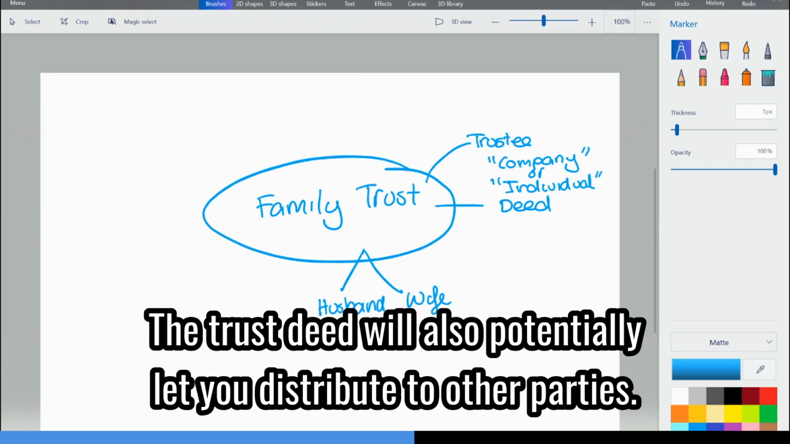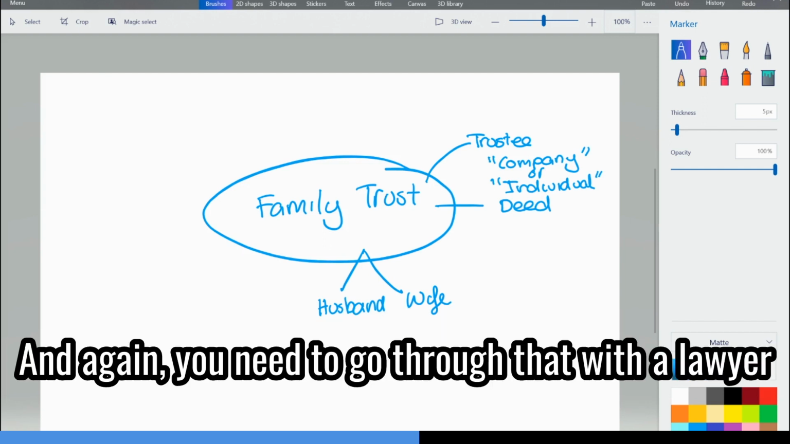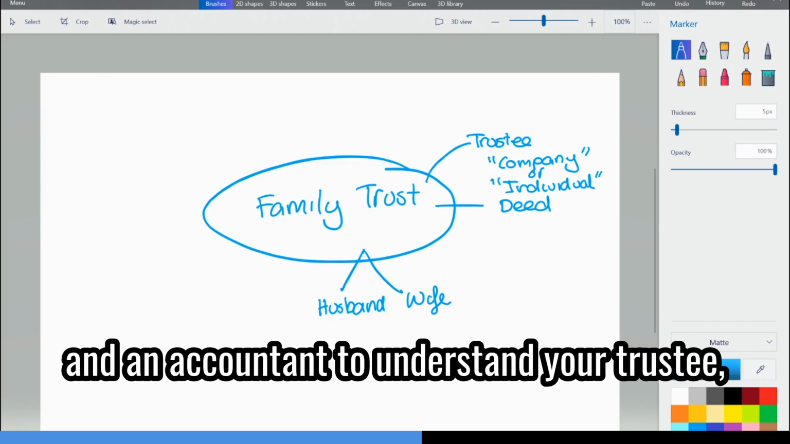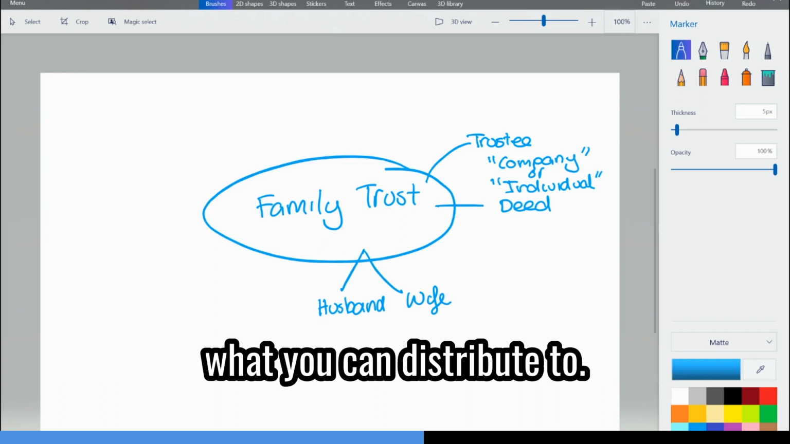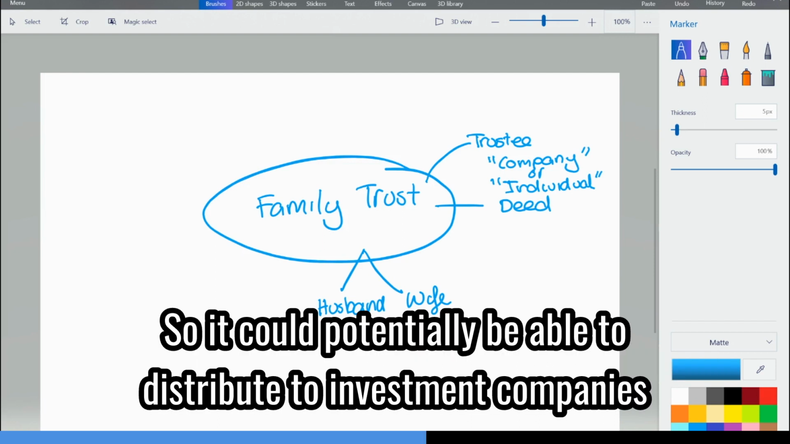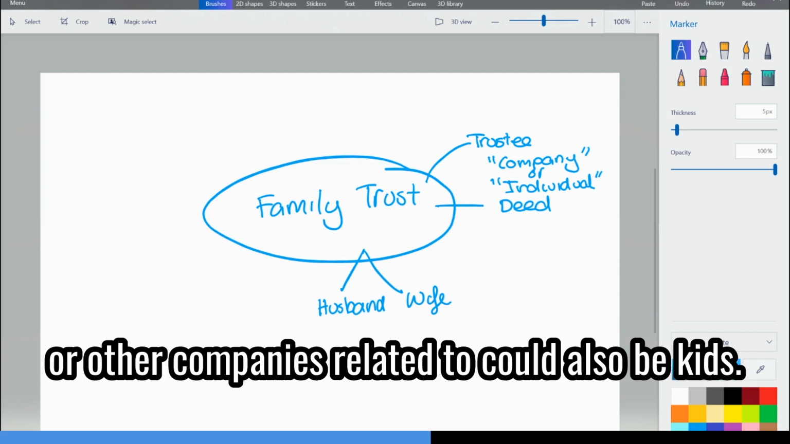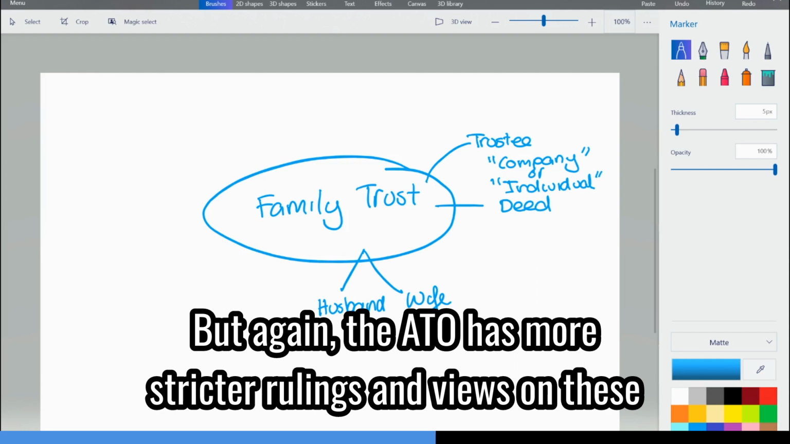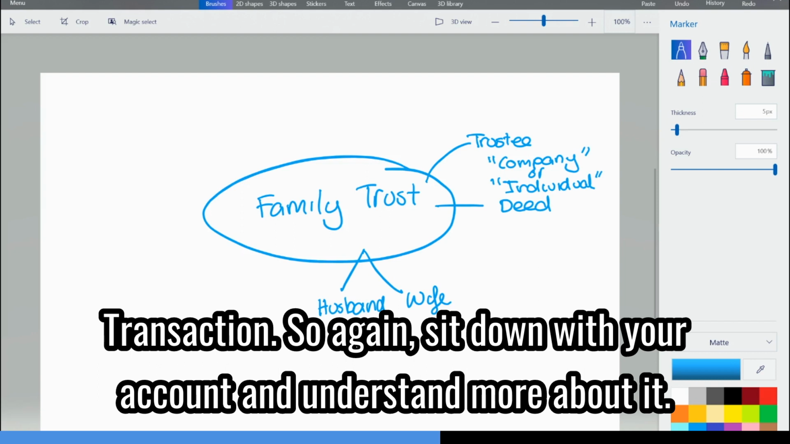The trust deed will also potentially let you distribute to other parties. And again, you need to go through that with a lawyer and an accountant to understand your trust deed, what you can distribute to. So it could potentially be able to distribute to investment companies or other companies related to, could also be kids. But again, the ATO has stricter rulings and views on these transactions. So again, sit down with your accountant and understand more about it.